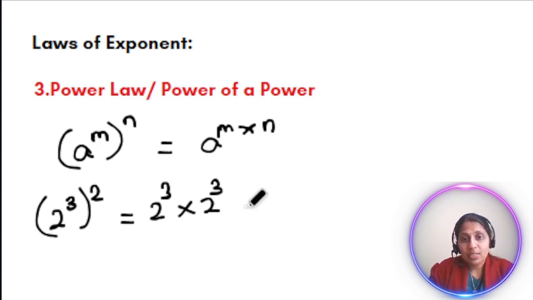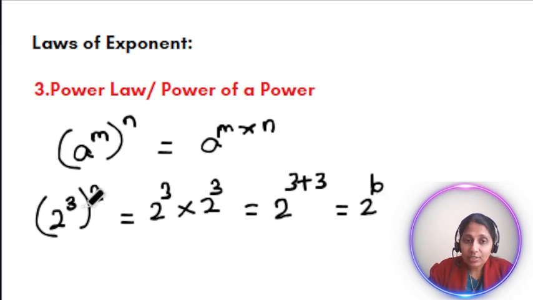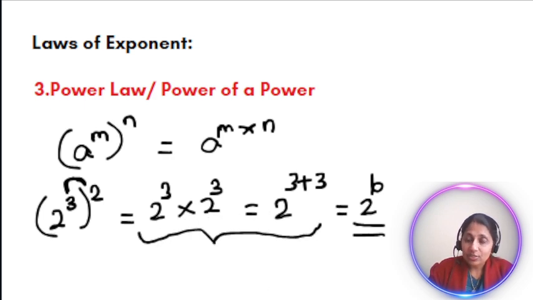Multiply 2 times. So we already know through our product law, when the same bases are multiplied, power will get added. So 2 to the power of 3 plus 3, which is 2 to the power of 6, which is nothing but multiplying this 2 and 3. 2 times 3 gives you 6. So you can directly write this answer without all the steps. So it literally saves your time.